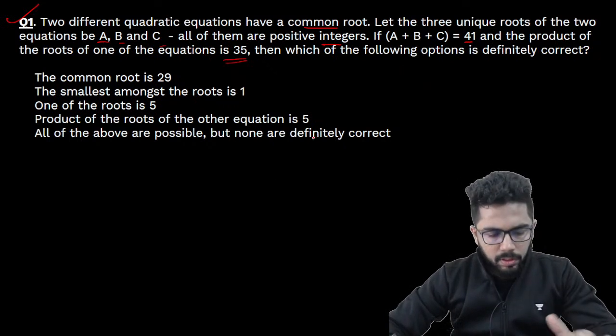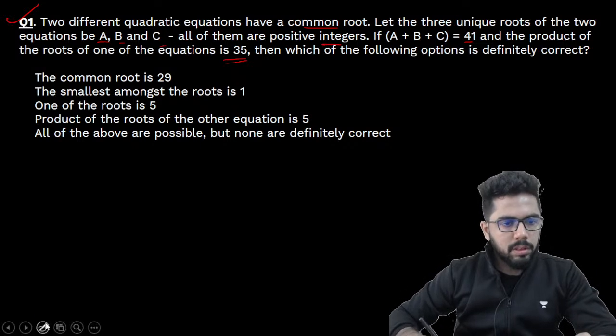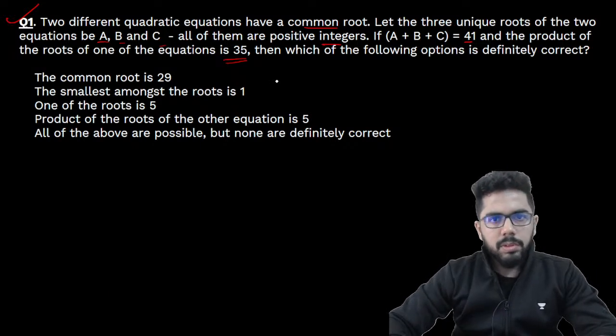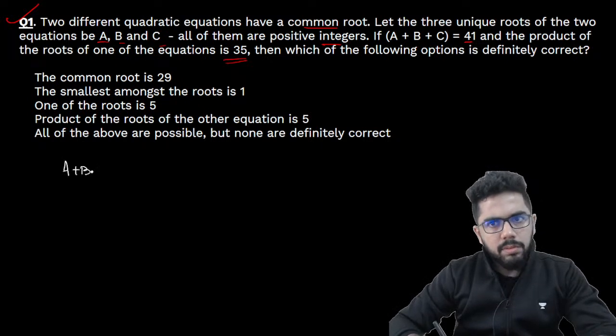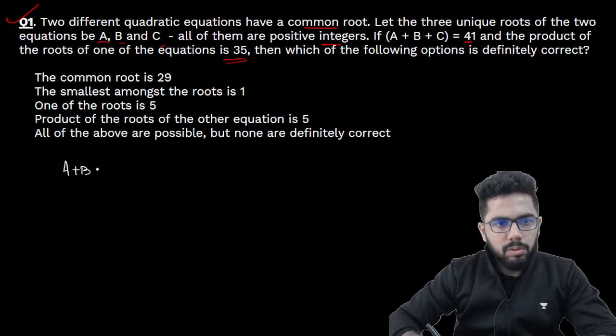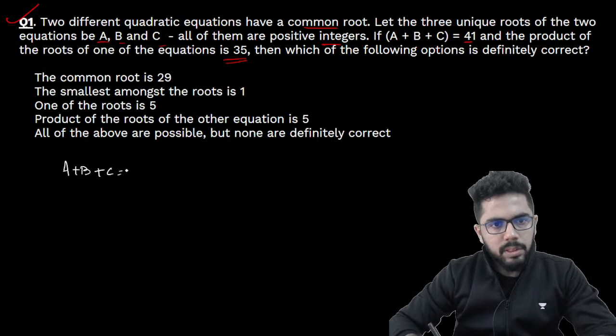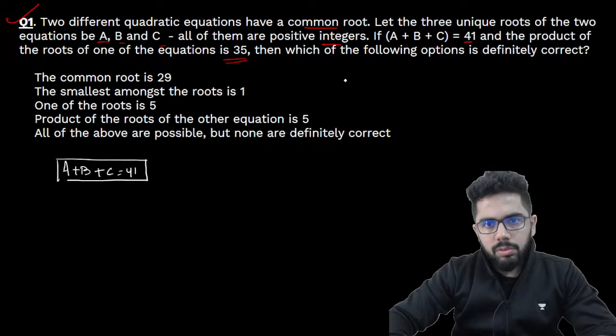Not very difficult. It's just the arrangement, you have to think of the possible combination. I have been given two things here: 3 unique roots, and A plus B plus C is equal to 41.